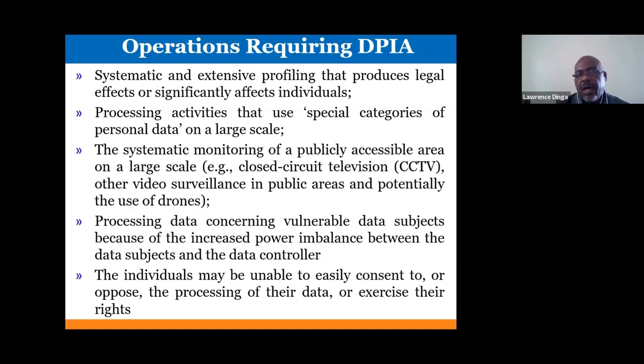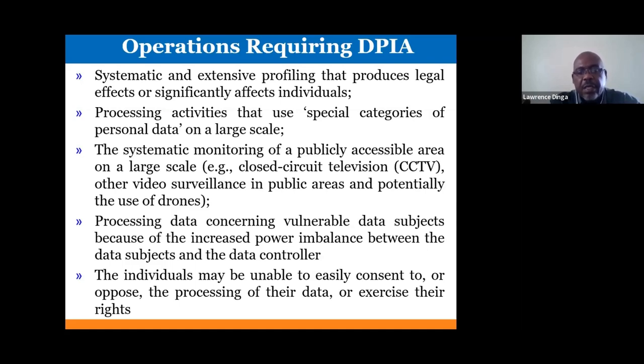drones. And I think this is something that most countries have never looked into, when you are putting CCTV in public places, or using drones, it is not something that has been taken into consideration. So processing data concerning vulnerable data subjects, because of the increased power imbalance between the data subject and the data controller. If you go to people who are mentally disabled, then you want to collect information from them.